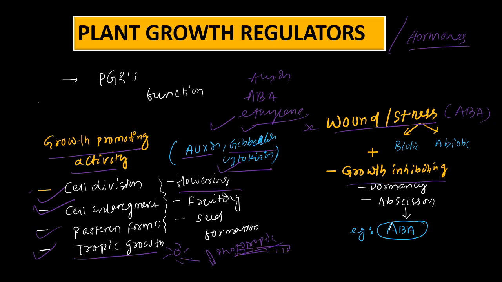Growth inhibiting activities: one is called dormancy and another abscission. What is dormancy? In the dormancy condition, seeds do not germinate. Another is known as abscission. What is abscission? The natural phenomenon in which fruits and leaves separate from the plant. This dormancy is caused by one of the hormones known as ABA.